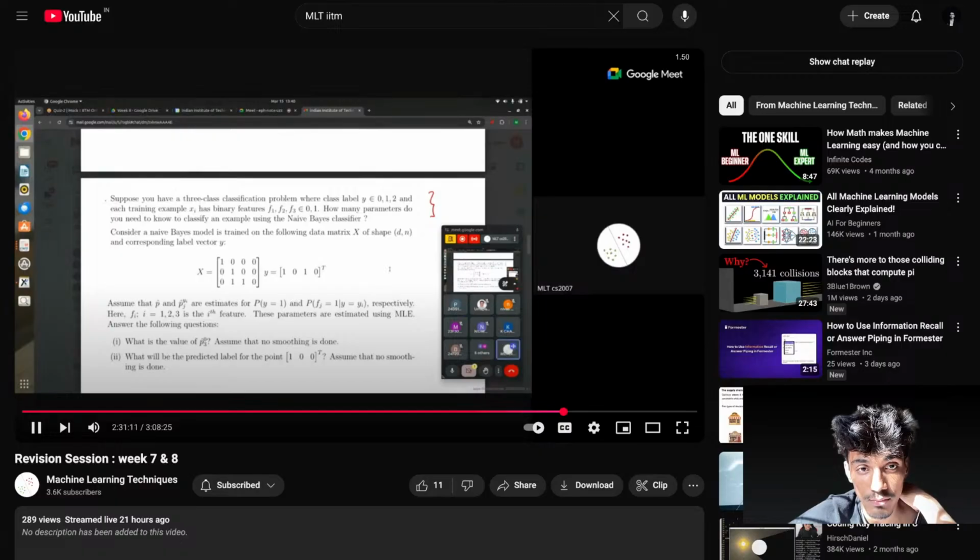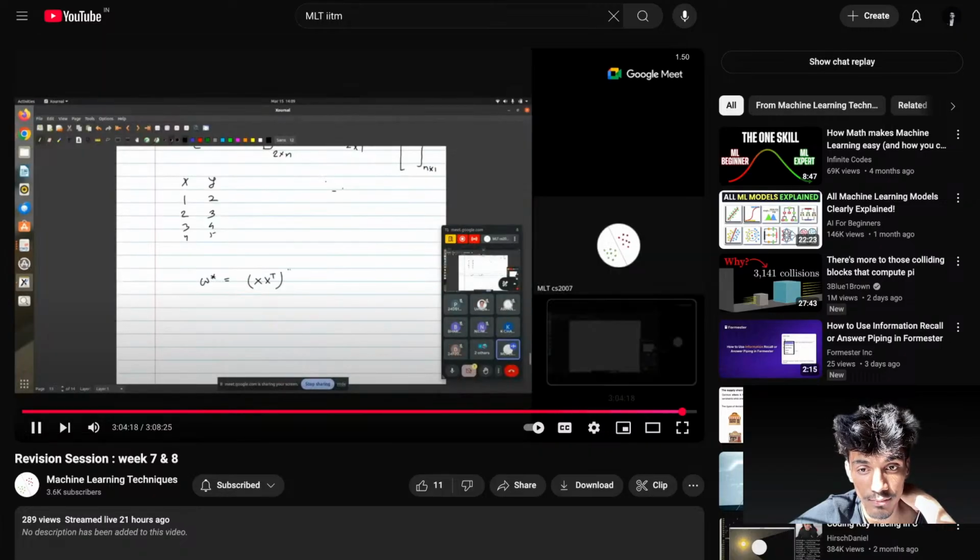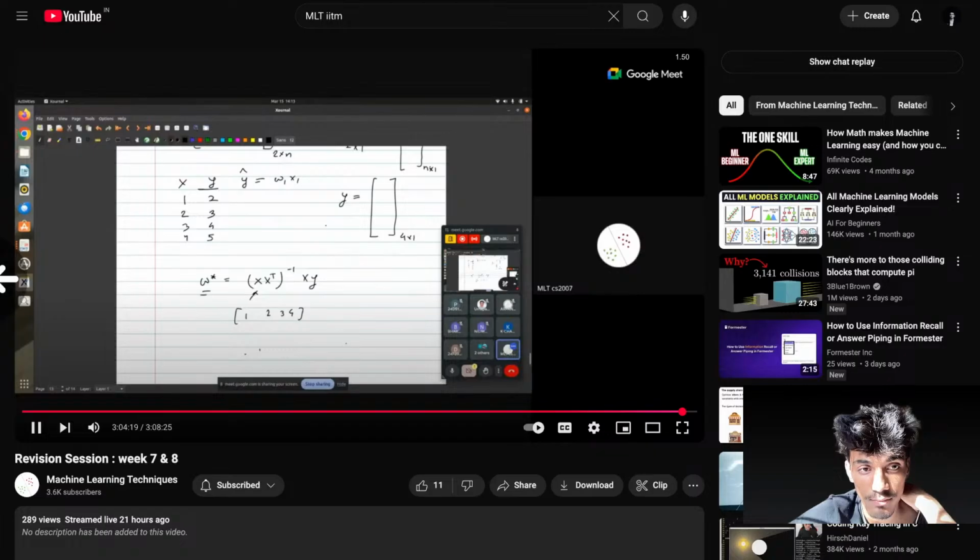So we need two parameters for the classes, and X transpose inverse. This is the vector, right?